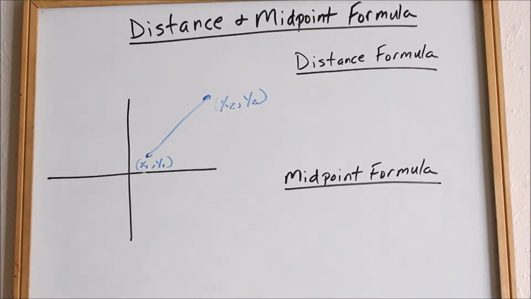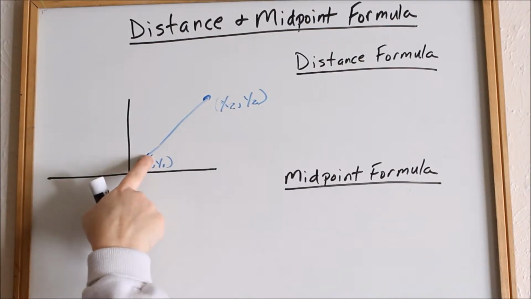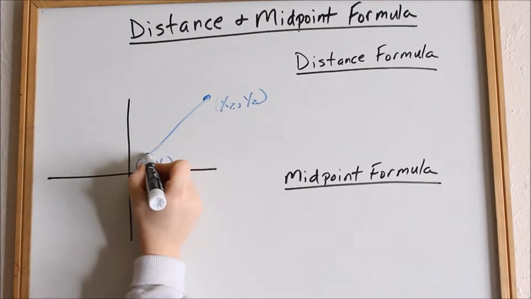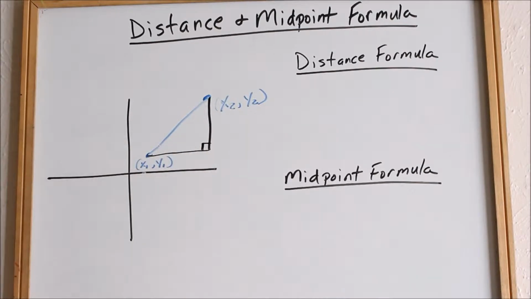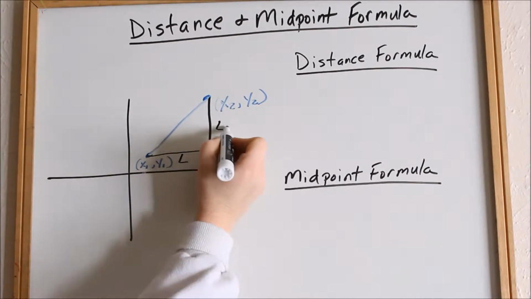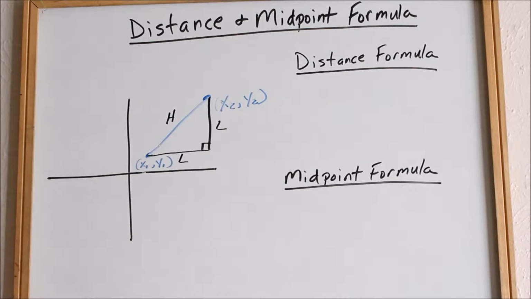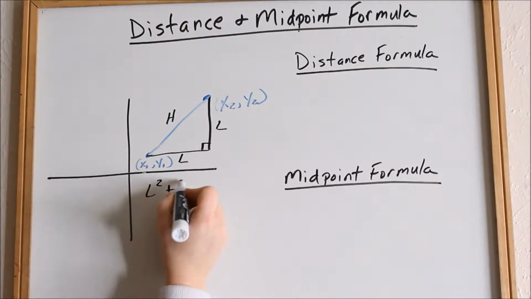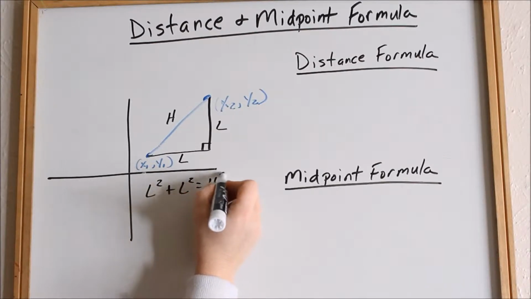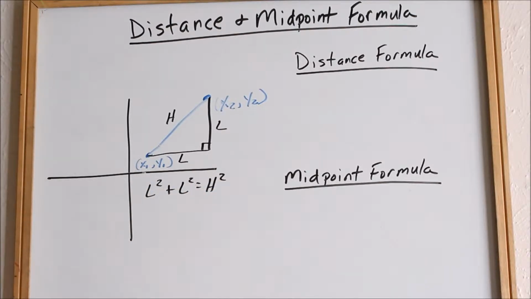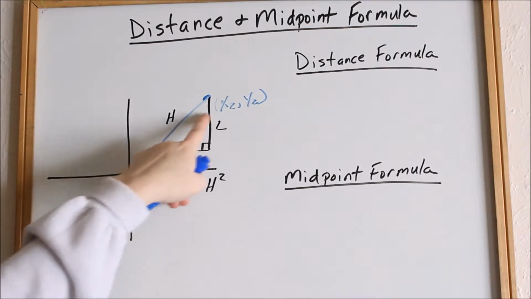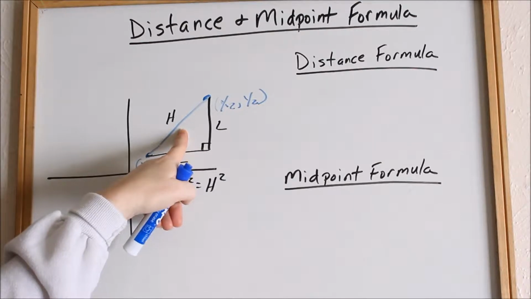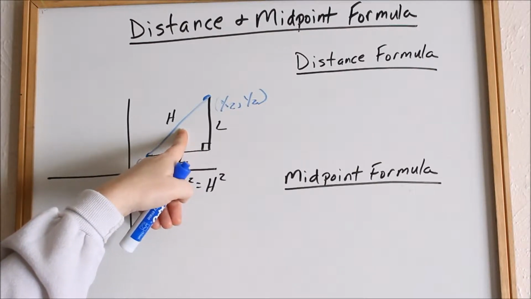The distance formula comes from the Pythagorean theorem because I have a line here. I can draw a right triangle between these 2 points as well. This would be a leg, this would be a leg, and this is my hypotenuse. Remember, Pythagorean theorem is leg squared plus leg squared equals hypotenuse squared. And that's where the distance formula comes from. So when we're finding the distance between 2 points, really we're finding the length of the hypotenuse of this triangle.